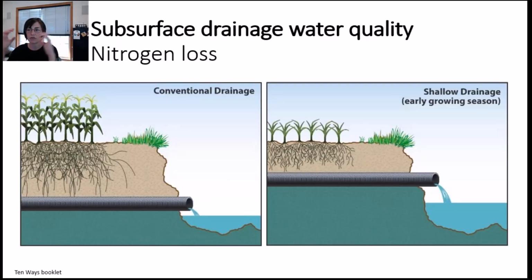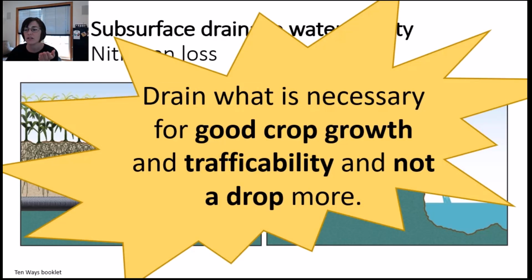That's called shallow drainage. The trick with this approach of changing drainage design is that you need to balance good drainage for crop growth with reduced drainage discharge to minimize N loss to the environment. So think about the golden rule of drainage here. Drain what is necessary for good crop growth and trafficability, and not one drop more.